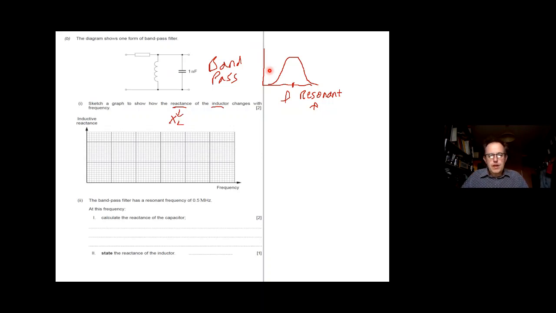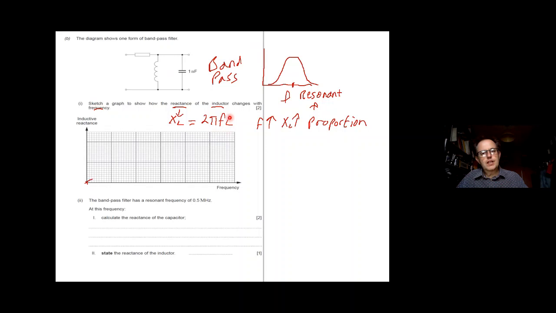With reactances for inductors, the equation mentioned at the start is XL is 2 pi FL. Reactance means the opposition to the flow of current at certain frequencies. With the inductor, as frequency increases, XL will increase as well, in proportion to each other. Inductance itself, measured in henries, is constant. So that will always give you a straight line graph. It says sketch, so it doesn't matter about the gradient.